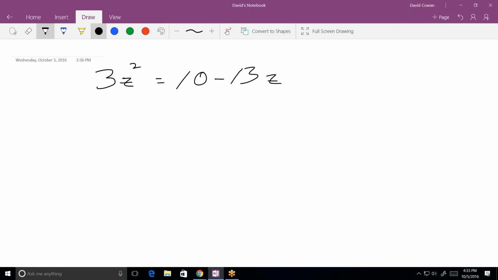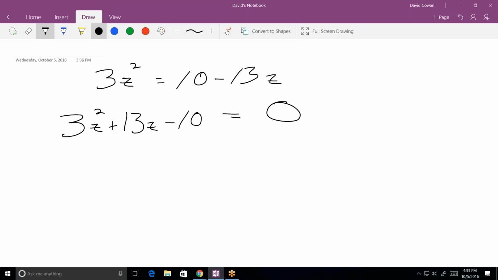Put it all on one side. The other side is equal to 0. That is the key. Put it in order. Having this 0 is hugely important.